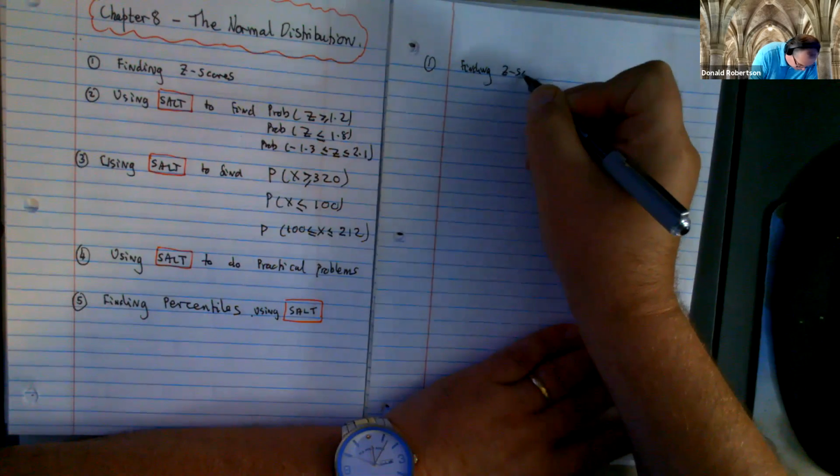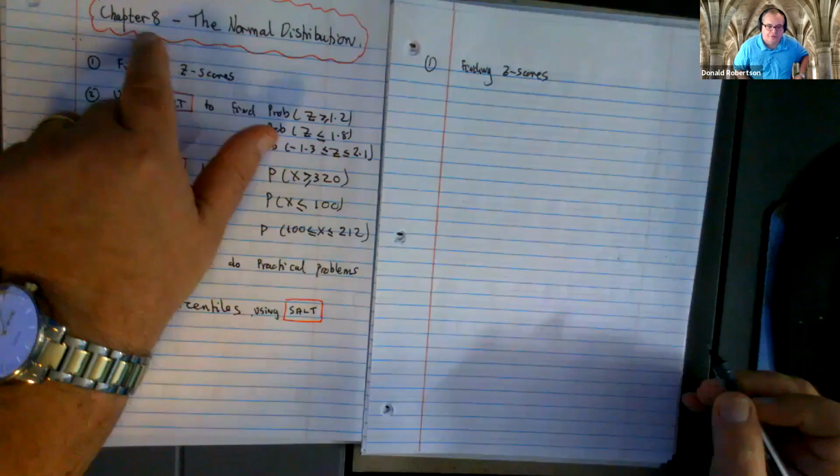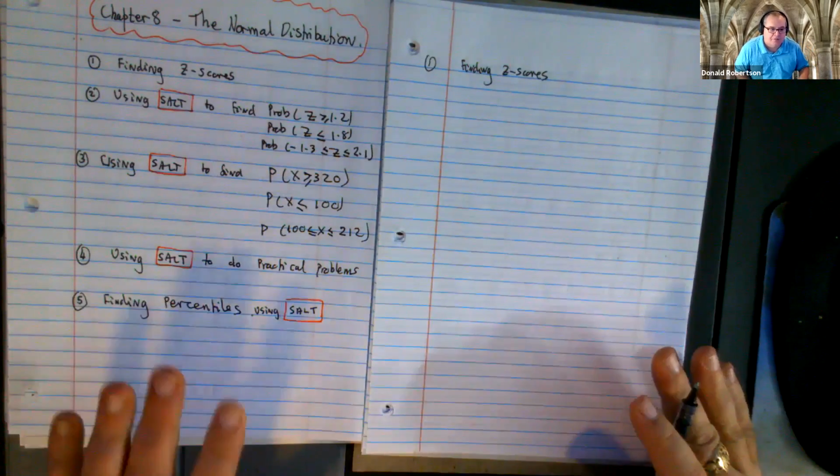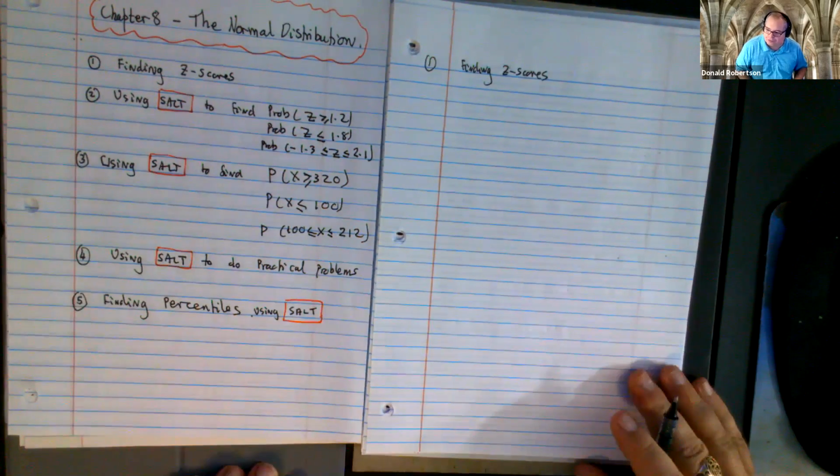But let's start with, my first thing is, let's look at finding z-scores. So today we're going to look at the normal distribution. My goal is, if I can, to finish chapter 8, the normal distribution, today.